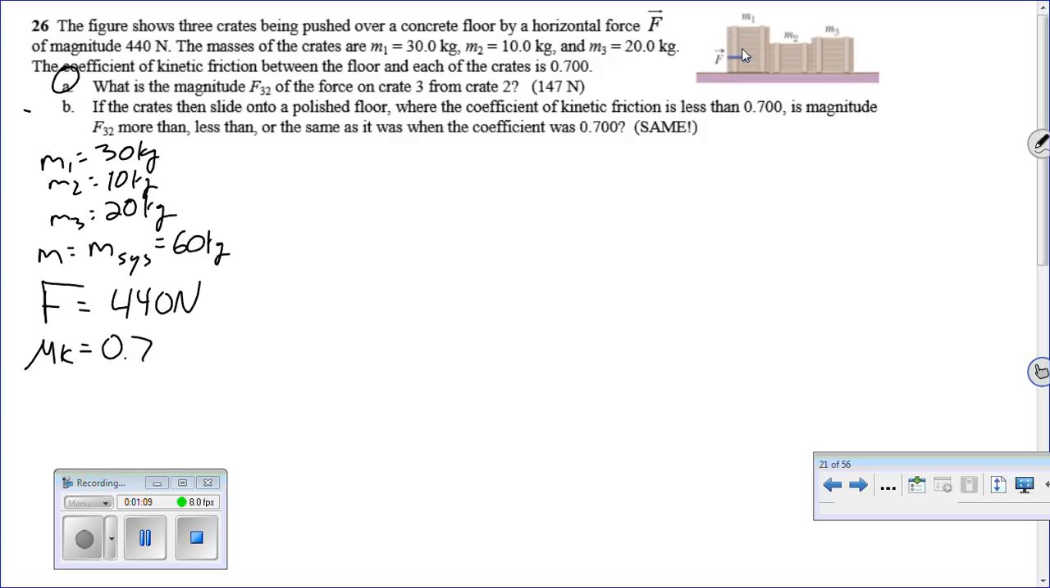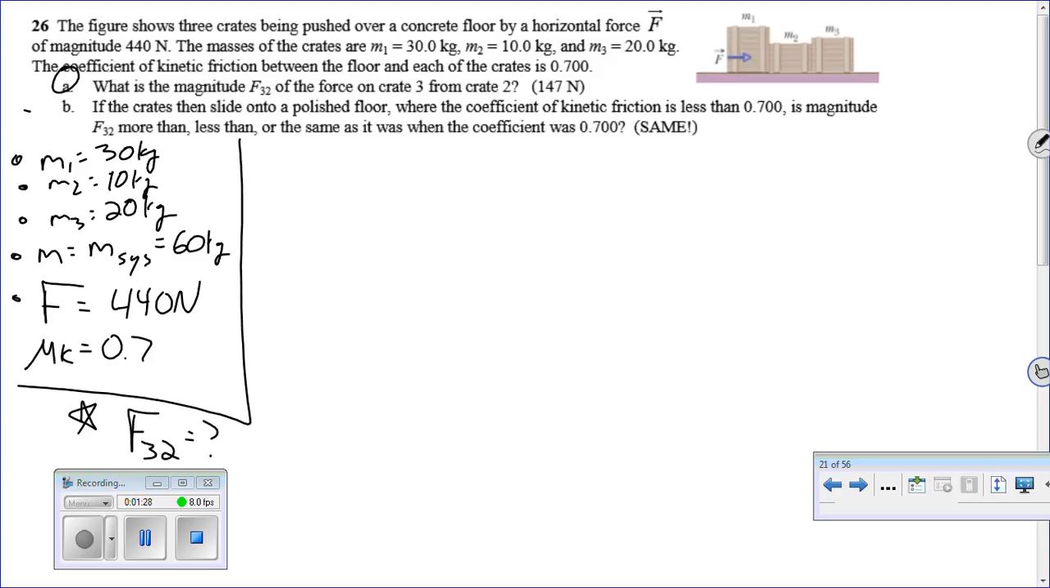All right, so here's what I'm going to do. I'm actually going to solve this just using letters. Let's pretend we didn't know any of these numbers. All right, and let's see if we can come up with an expression to find the force on crate 3 from crate 2 in terms of not these numbers, but these variables. Okay, so those are the variables I've got at my disposal. The individual masses, and then M is going to represent all of the masses added up, the mass of the system.